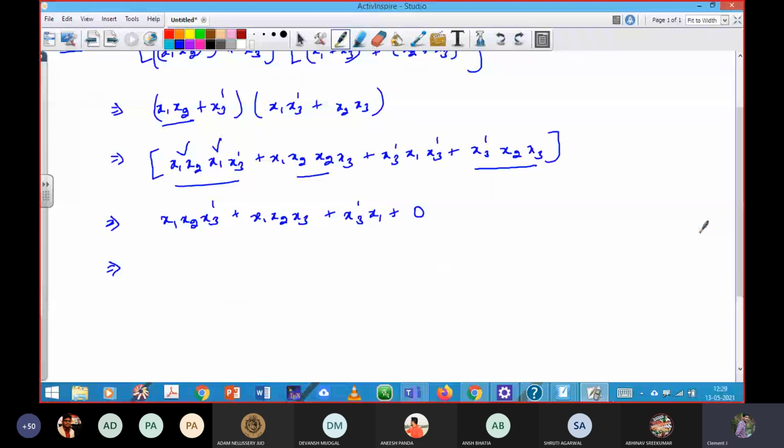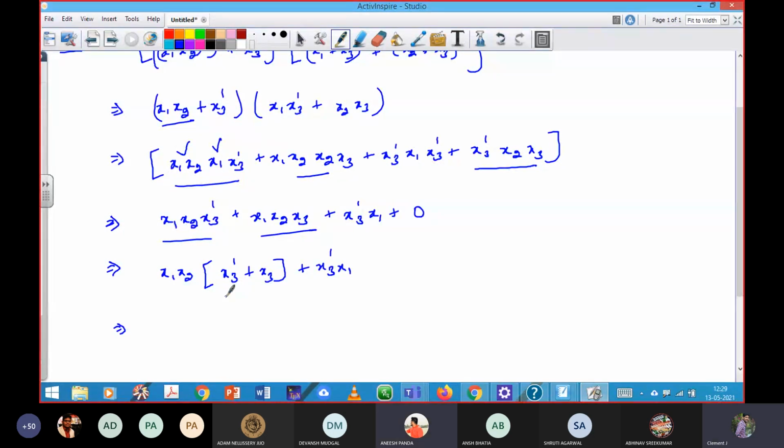Okay. After this step, you are going to apply further simplification on it. From these two terms, I can take out the common term x1, x2. So the remaining terms will be x3 dash and then x3. The third term you can keep the same without changing anything. After that, again you are going to apply the complement law on this step. What will be the answer? Any guess?